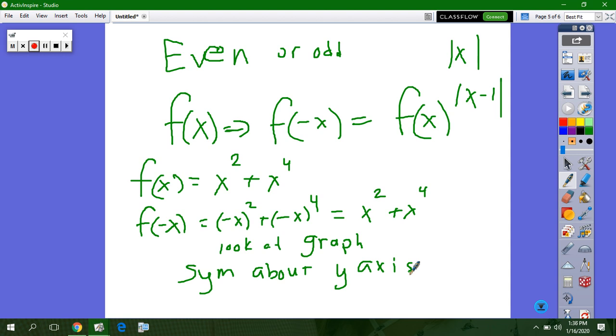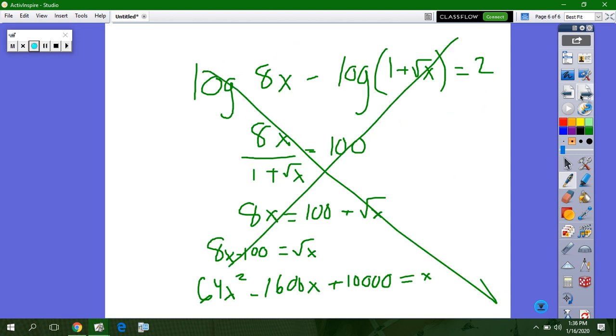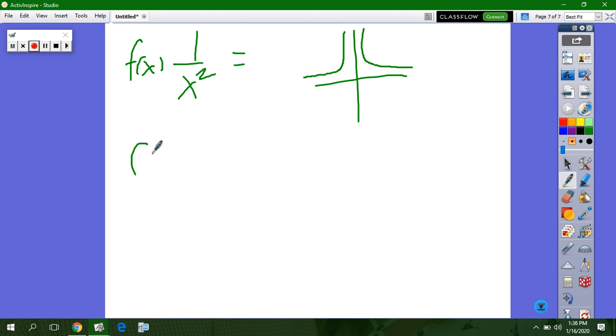Exactly. Or, we haven't really gotten to rationals, but if I had 1 over x squared, that is even, because here's what its graph looks like. Bear with me, it's not perfect, but you get the idea. Is that symmetric about the y-axis? If I fold it, it would land right on top of each other. Does that make sense to everybody?